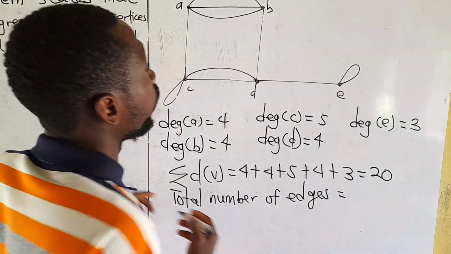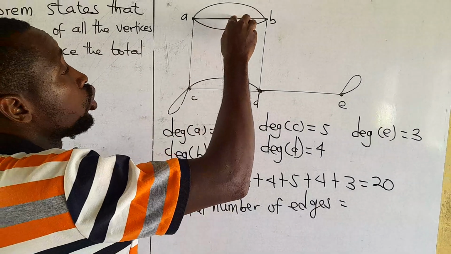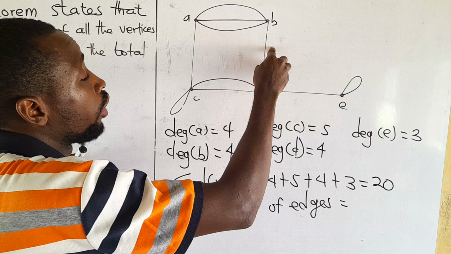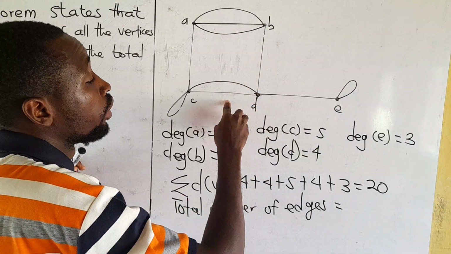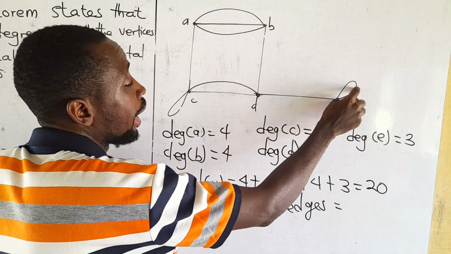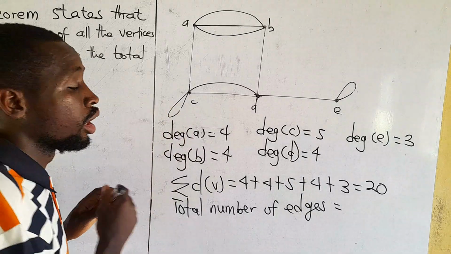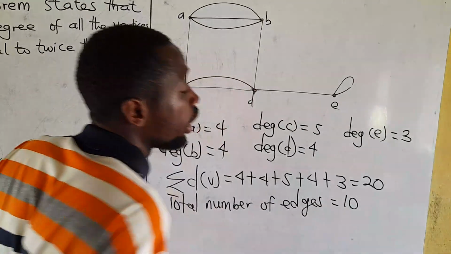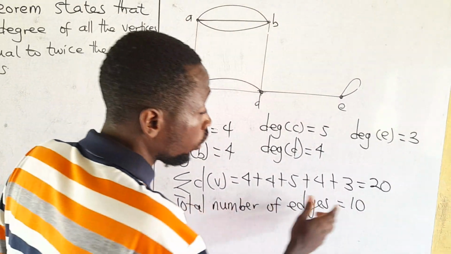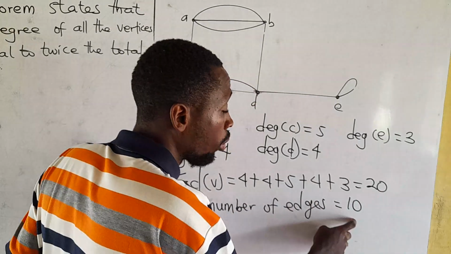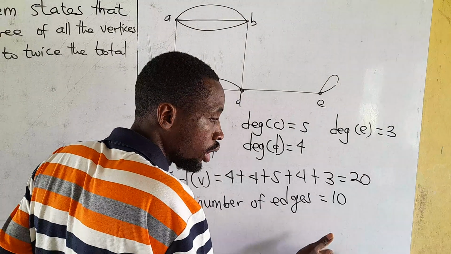So the total number of edges of this graph: we have 1, 2, 3, 4, 5, 6, 7, 8, 9, and 10. So the total number of edges is 10. You realize that the total number of degrees is 20 and the total number of edges is 10. Can you see the relationship between them?